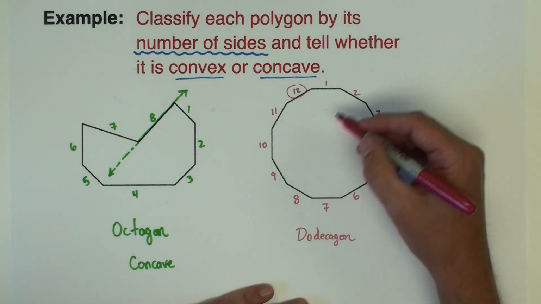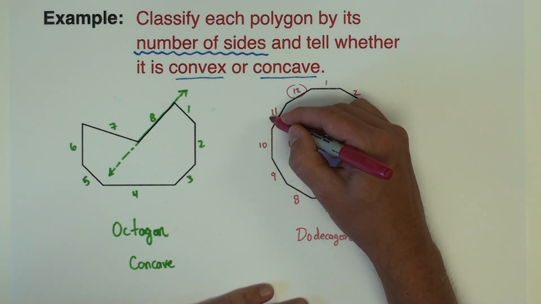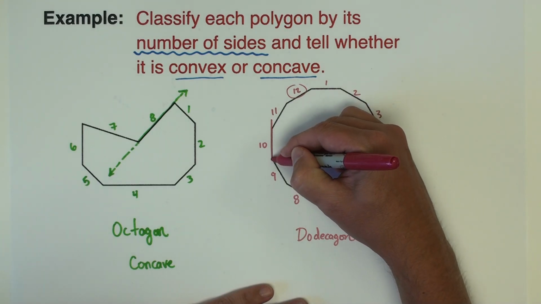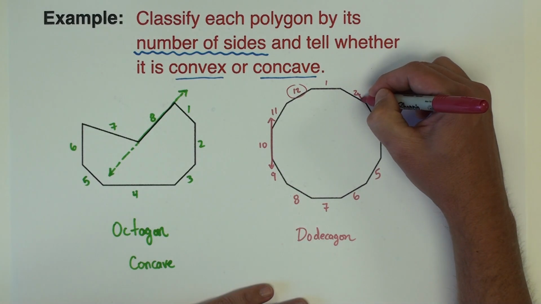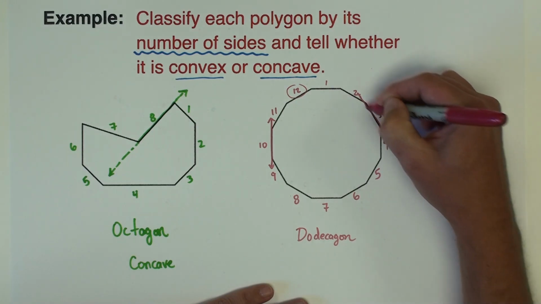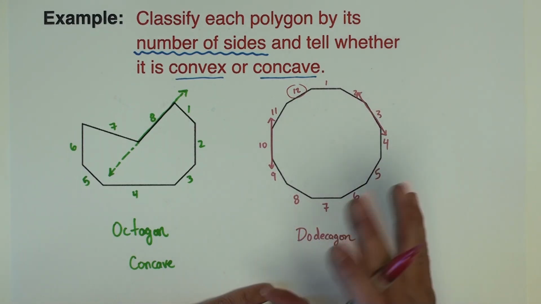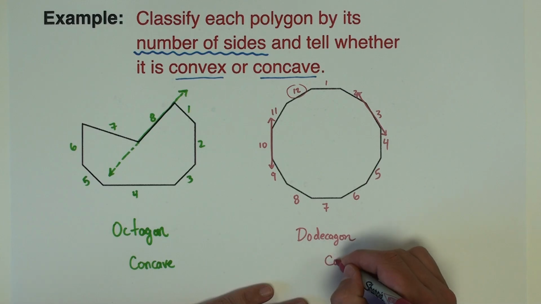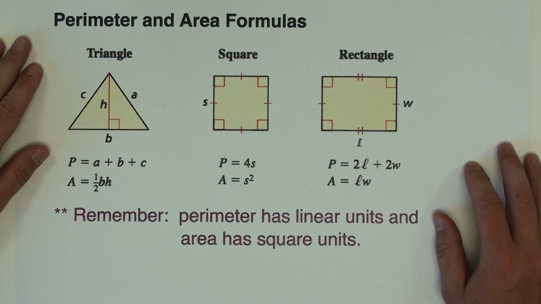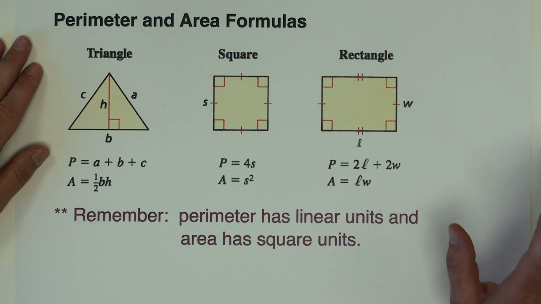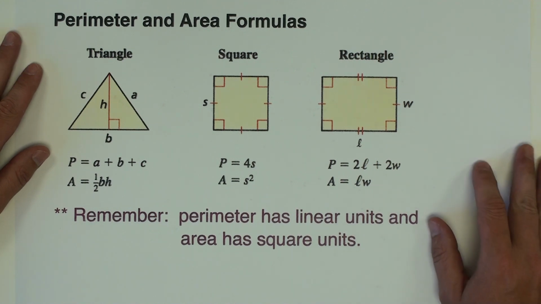And notice that any of these sides that I pick, like this one right here, doesn't pass inside, right? This one over here doesn't pass inside. None of the lines extended are going to pass inside. Makes that convex.